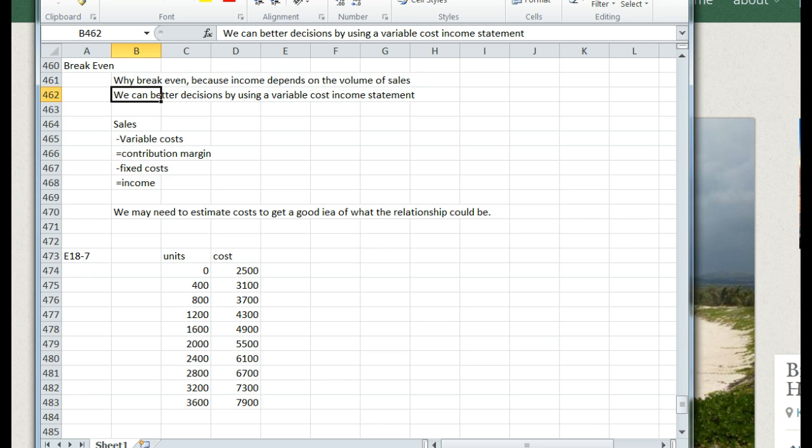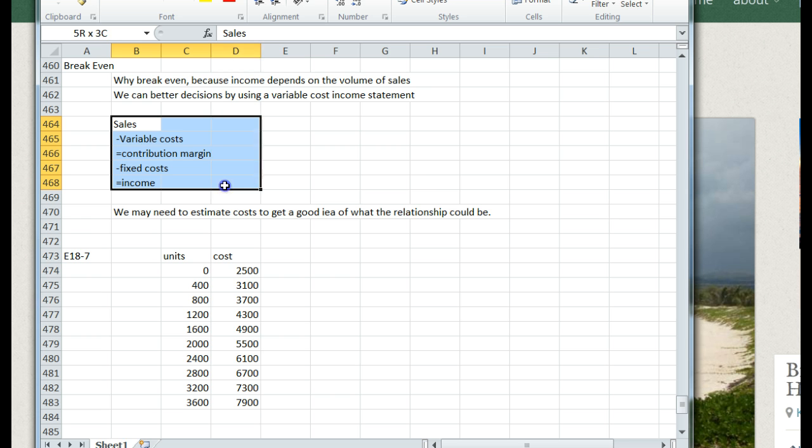Okay? So the first thing we do is switch to a variable cost income statement. We take a little look at our income statement and switch that around a bit. Sales less variable costs equals contribution margin. If we subtract fixed costs from that, we get our net income. So total cost equals variable cost plus fixed cost, right?